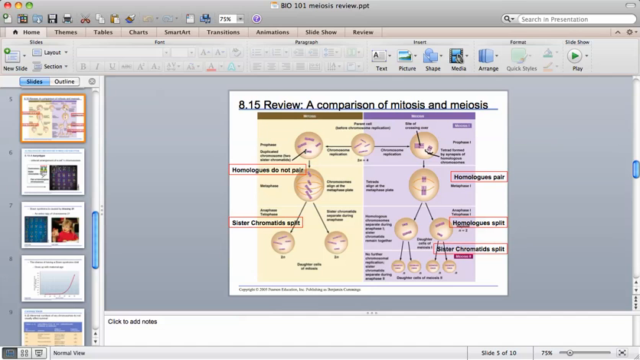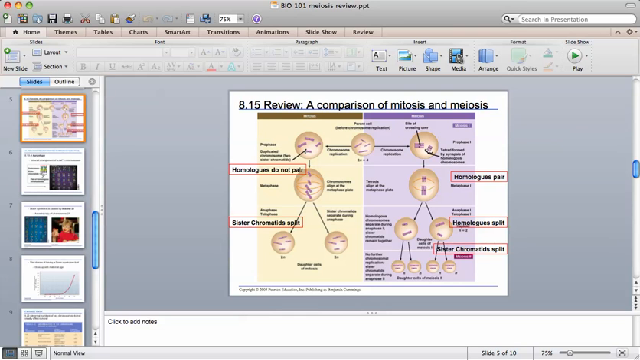All right, so as far as the comparison between mitosis and meiosis, what I really want you to focus on are really the end results of the division process and what the major purpose is of the division process. So mitosis is shown here on the left. In mitosis, again, we're just trying to make more of the same type of cell.